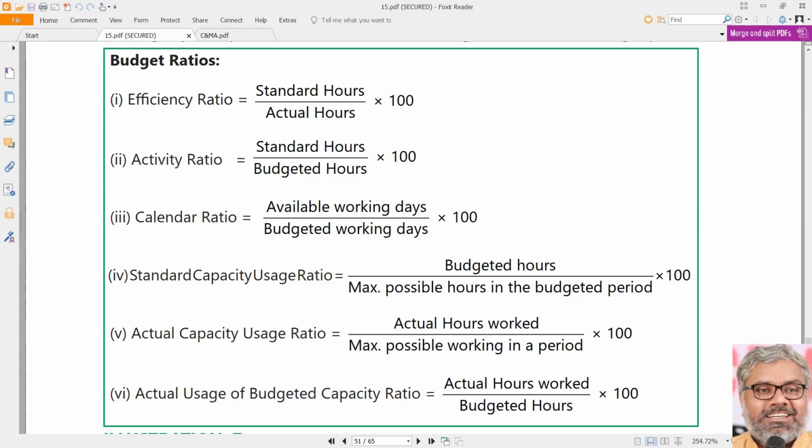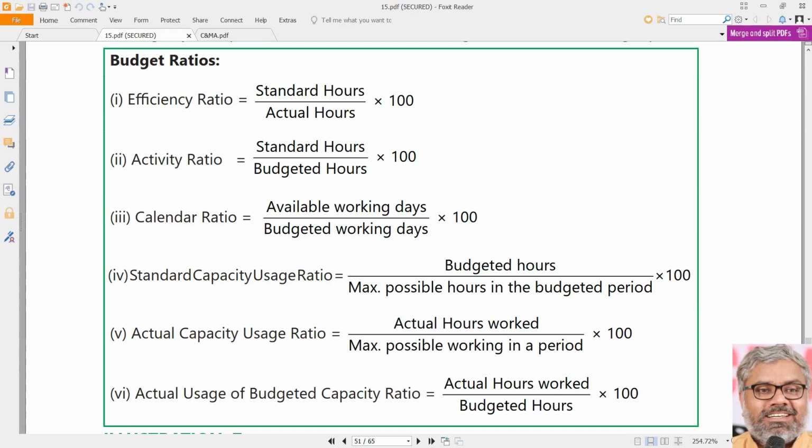Then calendar ratio is one thing, like you had a calendar variance also in fixed overhead variances, if you remember. Similar thing. That is available working days divided by budgeted working days. In other words, how many days are actually worked or available divided by budgeted working days, how many days were budgeted in a particular month or year. That gives us calendar ratio.